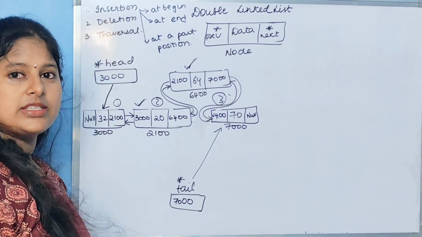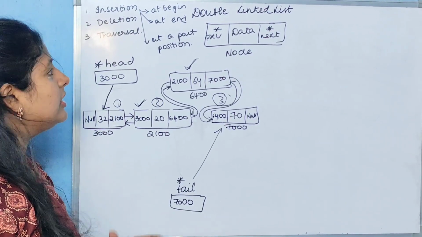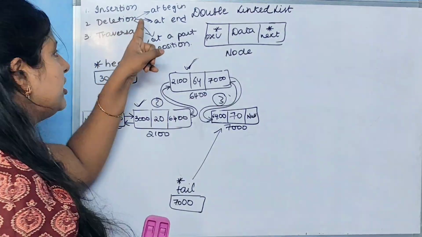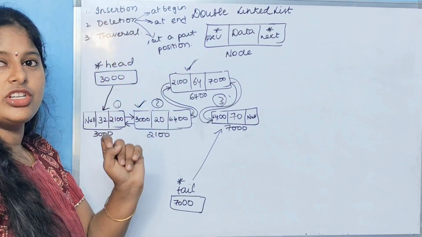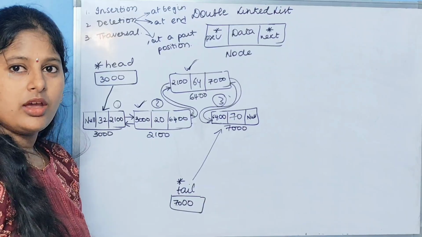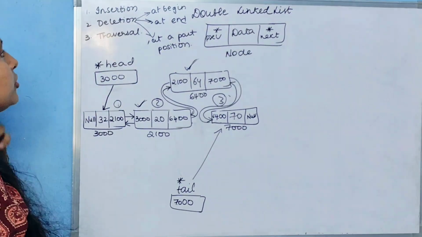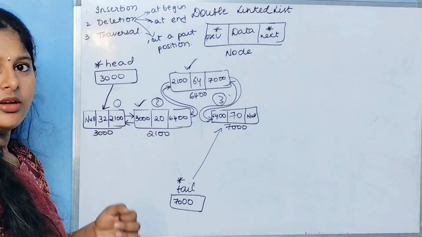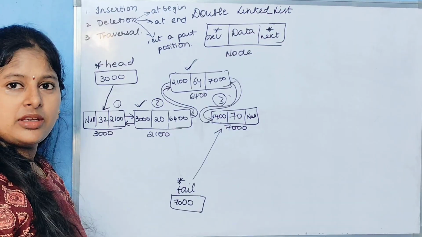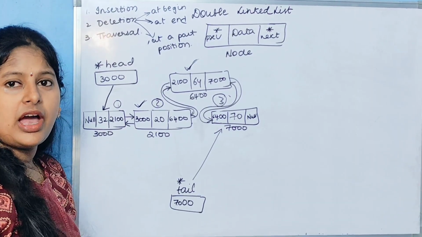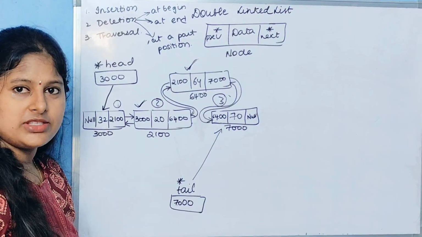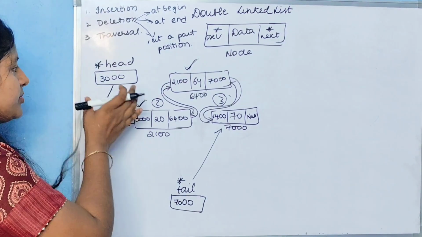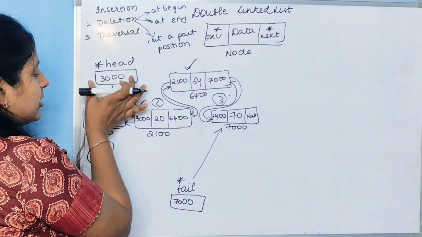Okay. Now let's see the deletion operation in double linked list. Deletion also can be done in three ways. That is deletion at beginning, deletion at end, and deletion at a particular position. Okay. Now we'll see how to delete elements from the beginning. What is there at the beginning? I have head node. My head node always points to my first node, right? So what is my head node? 3000. So 3000 is here.